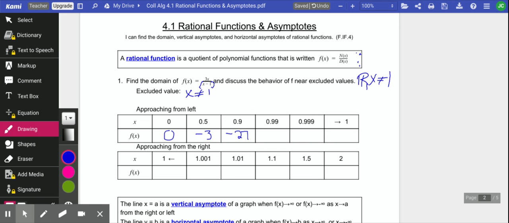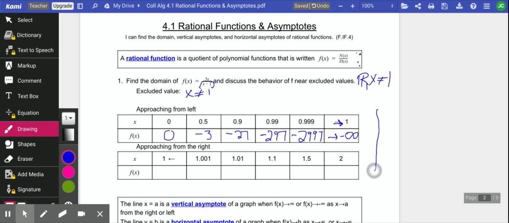Notice I'm plugging in x values that are getting closer to 1. I started with 0 and then 0.5 and then 0.9. I can get closer to 1 than that. I could plug in 0.99. It's negative 297. And then I'm going to plug in something even closer to 1, 0.999. I get negative 2,997. And we could keep doing this. I could plug in 0.9999 and 0.99999, and you get the idea. As my x values approach 1, the y values are approaching negative infinity.